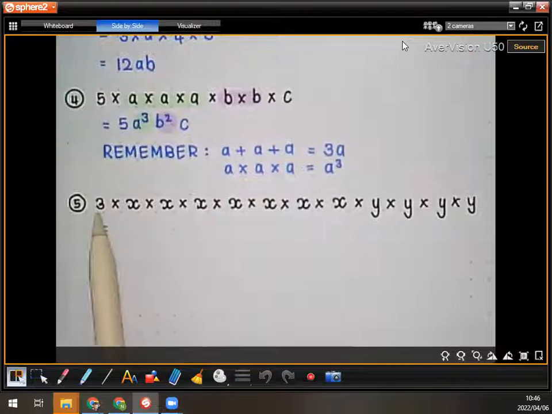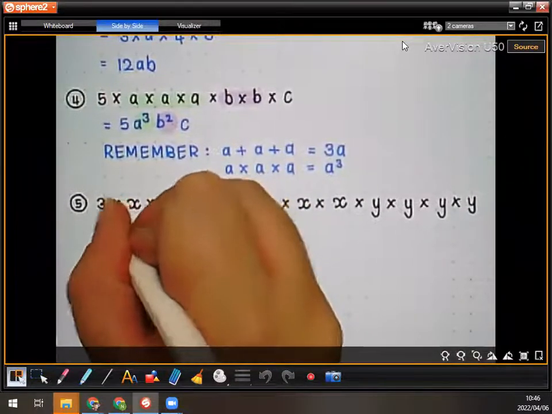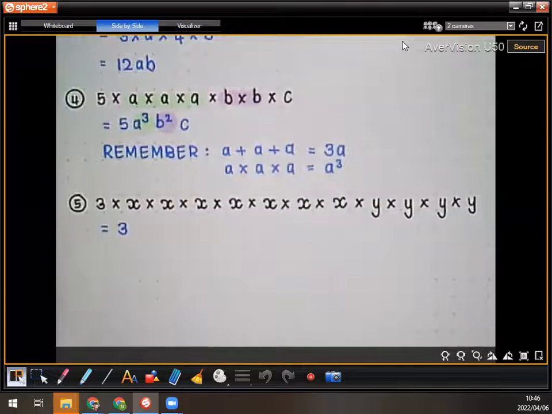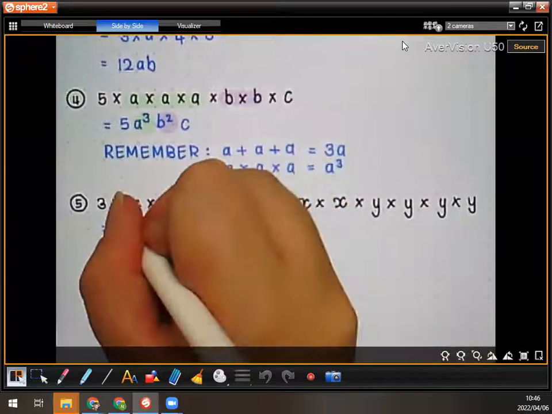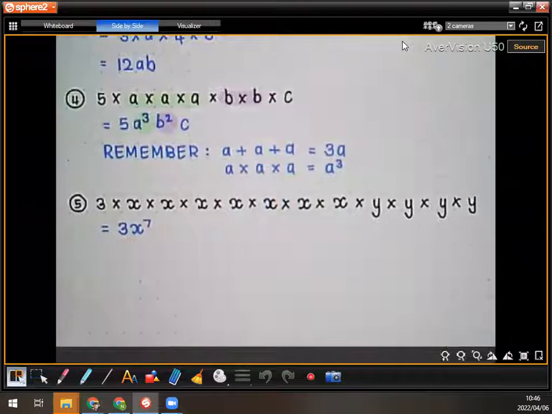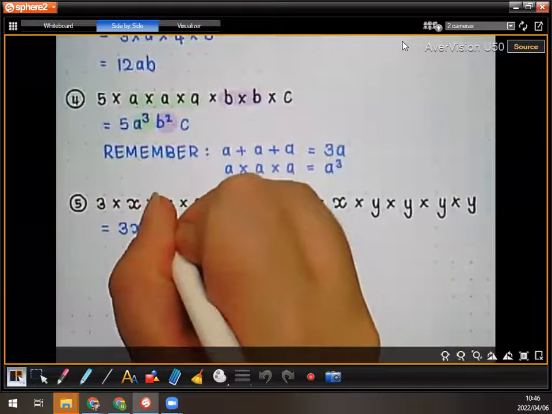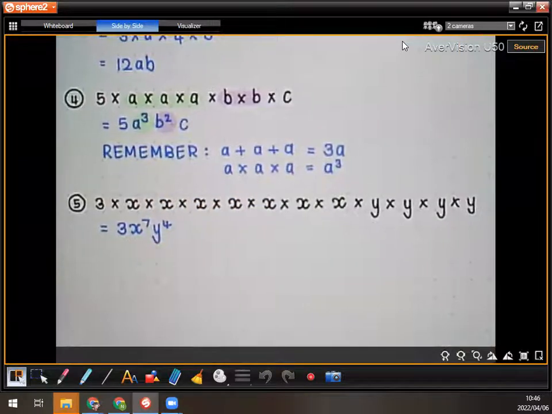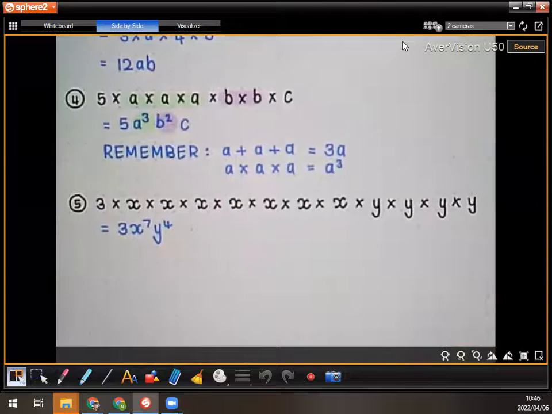Right, guys, there is a 3. Is there nothing else that I was multiplied by? No, okay, so the 3 just goes in my answer. Now there are 7 x's that I'm multiplying together. So I'm going to say x to the power of 7. When you multiply, you change that exponent. And then there are 4 y's that I'm multiplying together. So y to the 4. Are you okay with that, guys? All right.